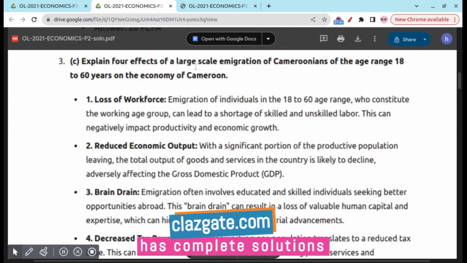4 effects of large scale emigration. Large scale, as in many people have left the country. Many people between the ages of 18 to 60 years have left the country. Don't forget, emigration, not immigration. Keyword here is E. So we have loss of workforce.